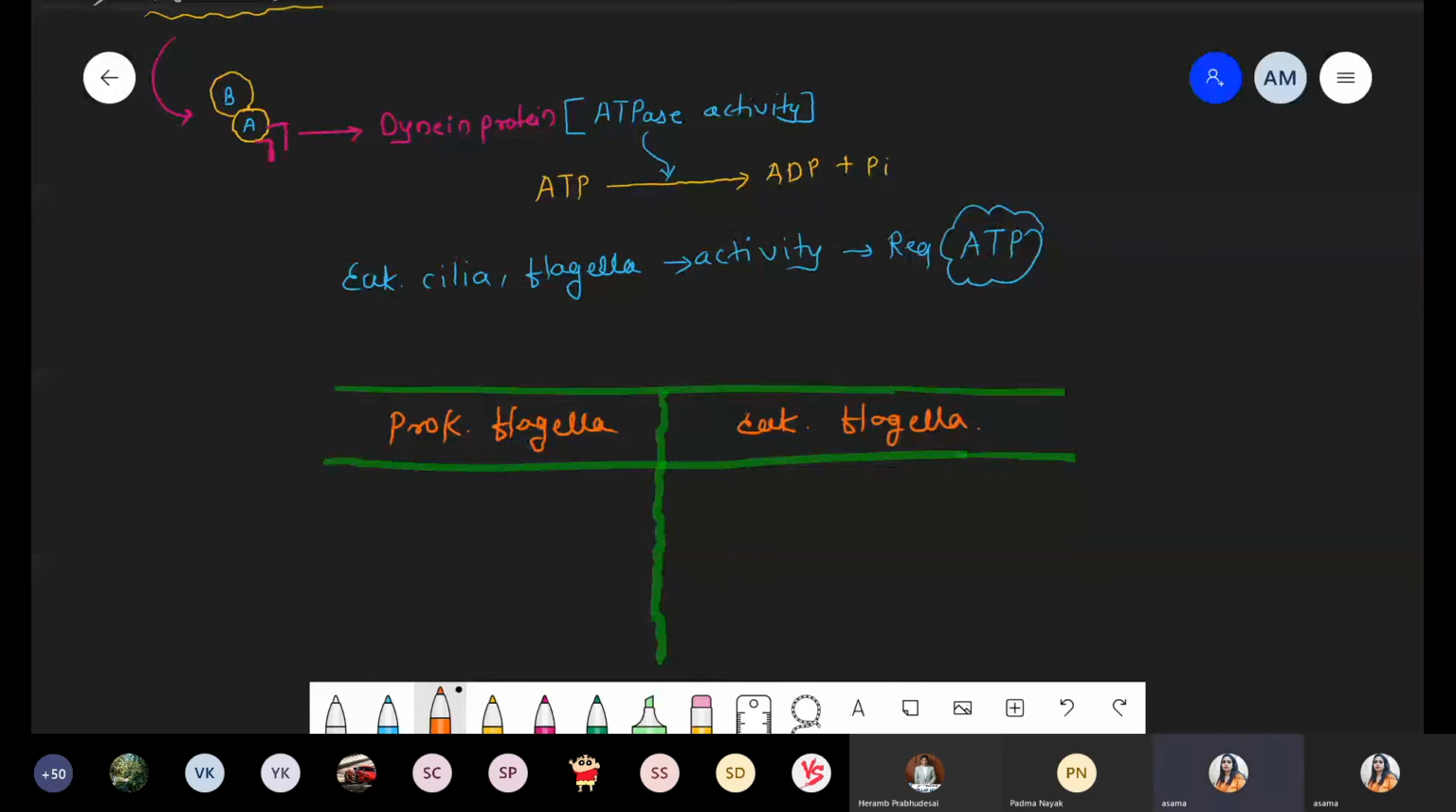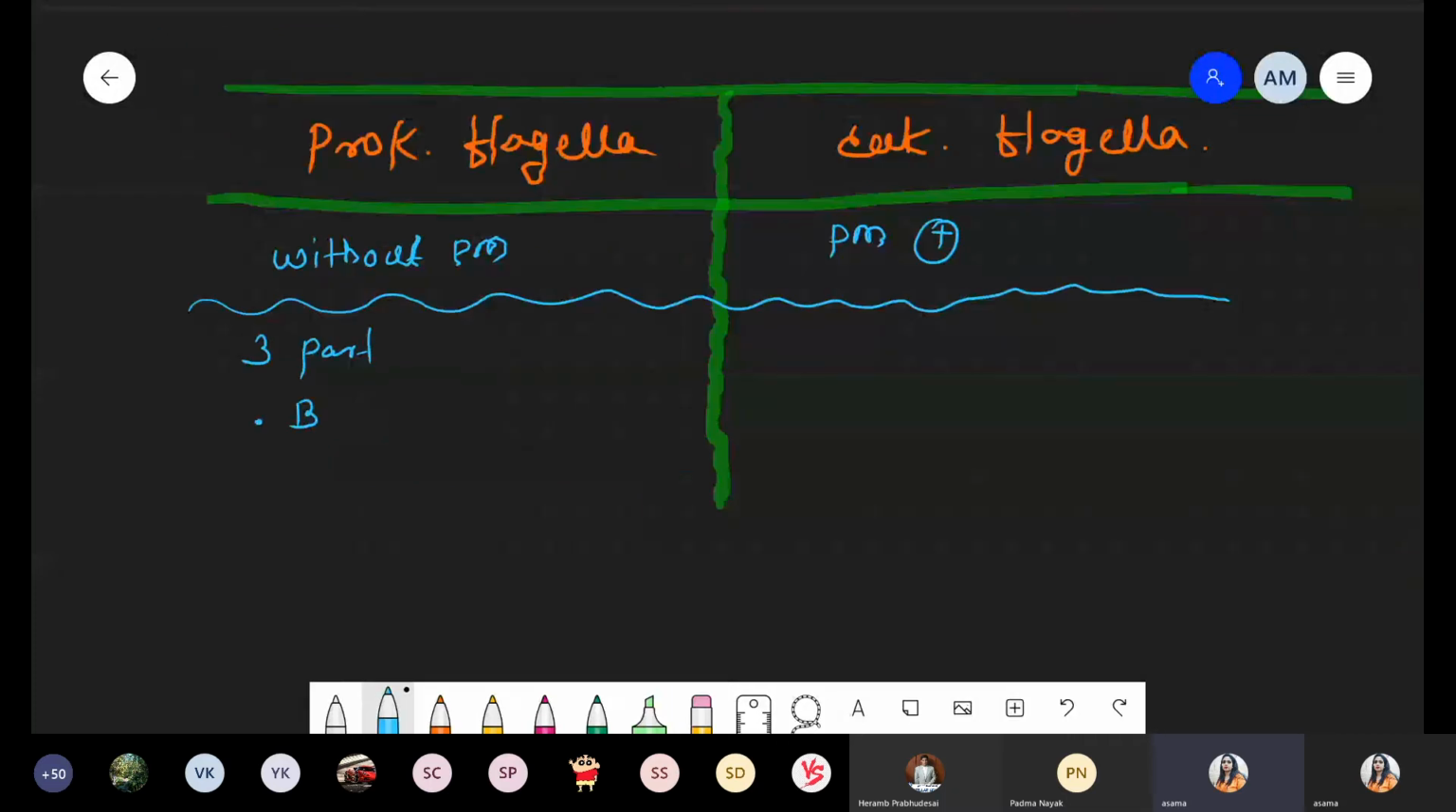Now, prokaryotic flagella consist of 3 parts. That is a basal body or basal plate, the second part is the hook, and the third part is the filament. So revise that kingdom Monera part, and you will get a clear idea. Here also it is the same. Eukaryotic flagella consist of three parts, but the parts are quite different.